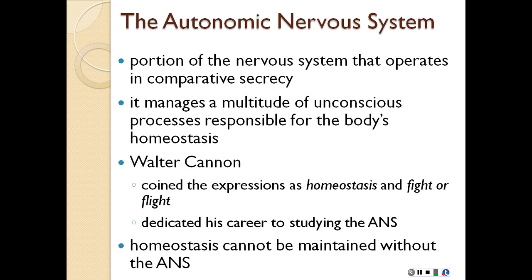So it's the portion of the nervous system that operates in comparative secrecy. What do you think that means? Say that again. It operates in comparative secrecy. It's involuntary, right? So we don't even know what it's doing and when it's doing it. Okay? So it's just monitoring the environment, the internal body environment, and also external, and making decisions on what to do about those stimuli or changes that need to be made in the body. And again, we don't know what's going on.